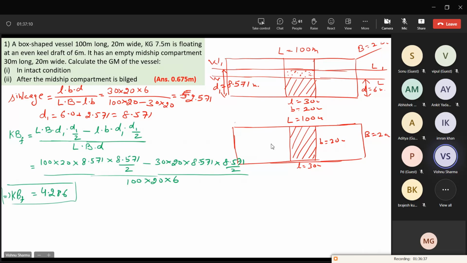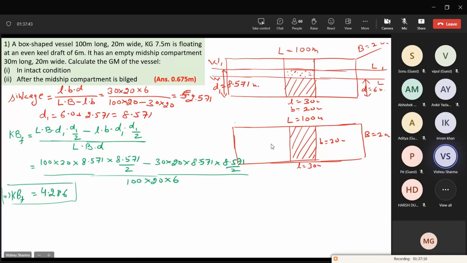Why? Because what is the denominator? Denominator is the volume of buoyancy. What is the numerator? After subtracting, the numerator now is the vertical moment of volume of buoyancy. Yes or no? Yes, sir. Numerator is the vertical moment of volume of buoyancy. Agreed? Yes, sir. It has to be divided by what? Volume of buoyancy. Correct? Yes, sir. Volume of buoyancy will change if the displacement changes. Yes or no? Yes, sir.